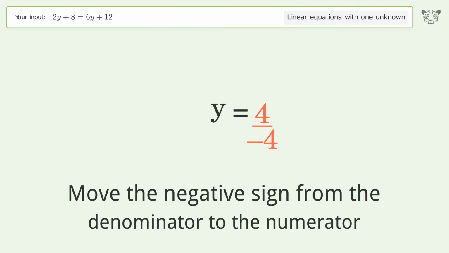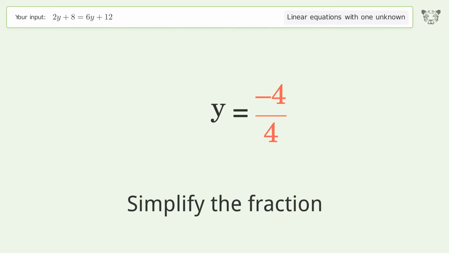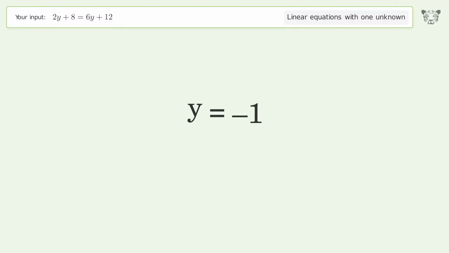Move the negative sign from the denominator to the numerator. Simplify the fraction. And so the final result is y equals -1.